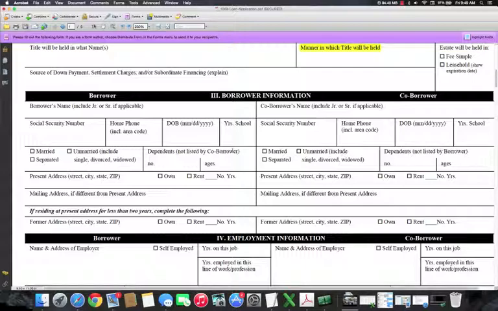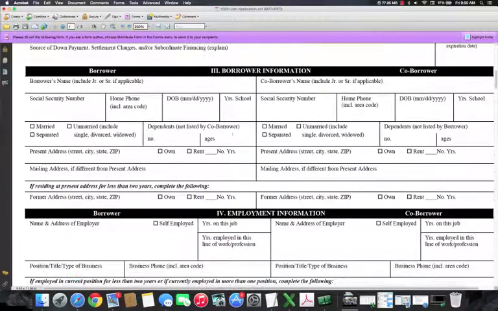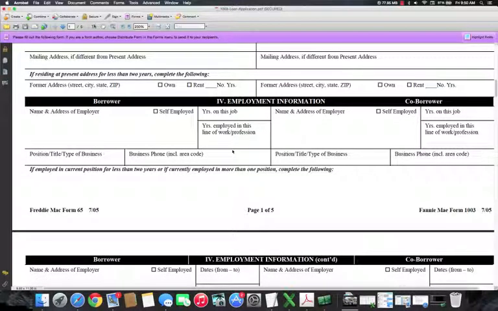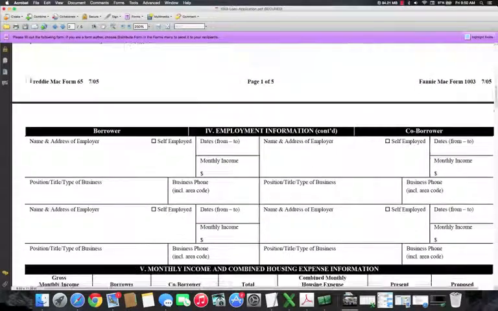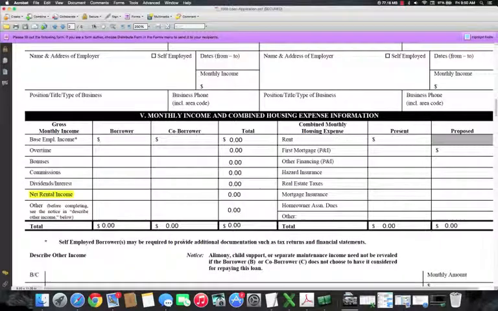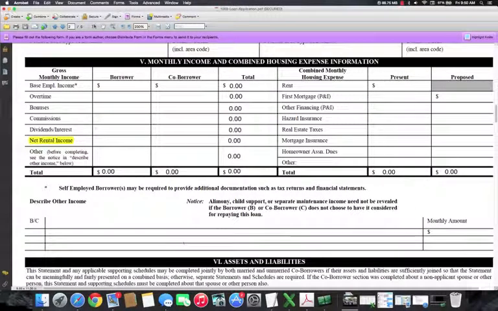Name, social security, phone number, date of birth, things like that. Same thing with employment. Some of you are going to be self-employed, but basically what they want to do is, if you haven't been 2 years at your current business or place of work, then they want you to keep going down here and putting previous employers.